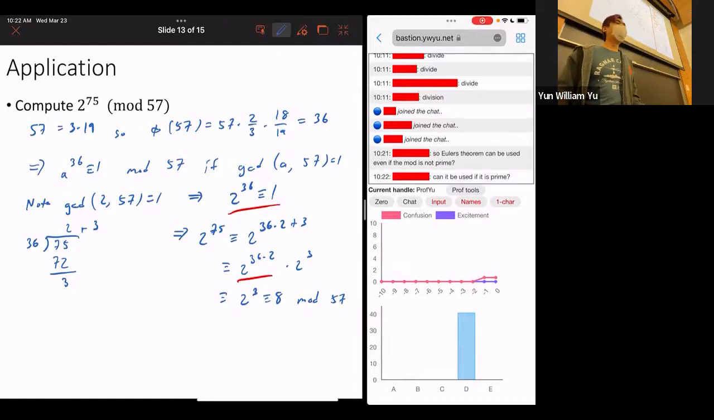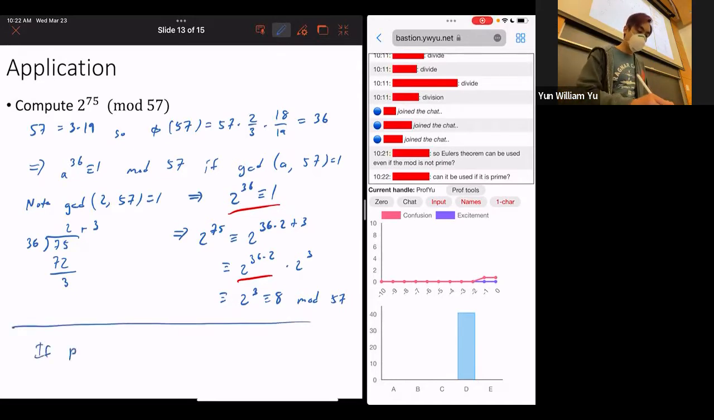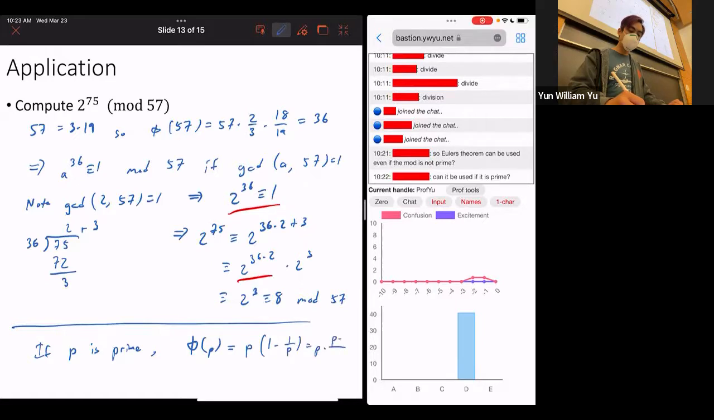Can it be used if it's prime? Yes, it can, because if p is prime, what is phi of p? Well, if p is prime, then that means its prime factorization is just itself, right? So phi of p is equal to p times 1 minus 1 over p, which is equal to p times (p minus 1) over p, which is equal to p minus 1. And so Fermat's little theorem is a special case of Euler's theorem. Fermat's little theorem only works when you're prime, but Euler's theorem, because the totient function is defined for primes, gives you Fermat's little theorem whenever you apply it to a prime.